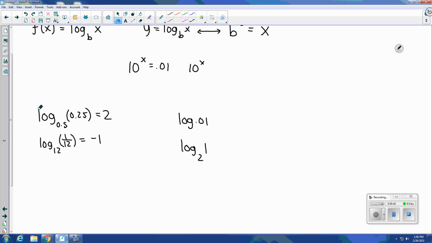Decimal again, let's convert it over to a fraction. I'm going to say that's 1 over 100. Well, 10 to the second is 100, so 10 to the negative 2 would be 1 over 100. So because x represents what this log equals in this scenario, we know that the value of this logarithm is negative 2. So remember, logs equal exponents.